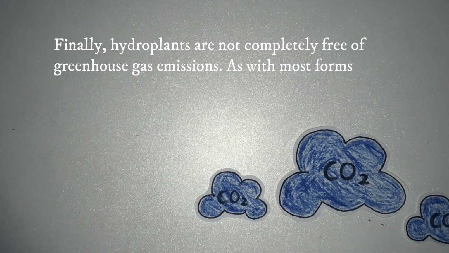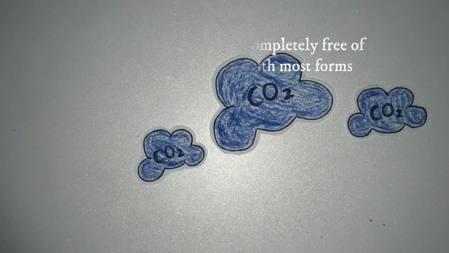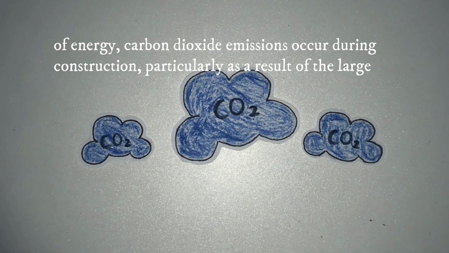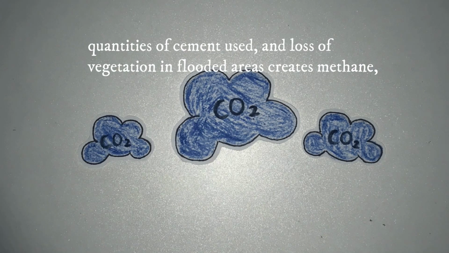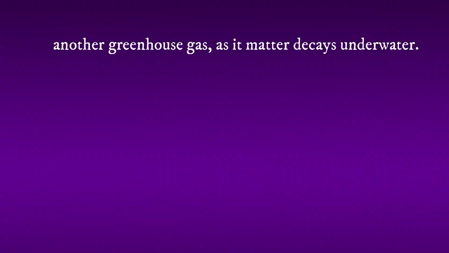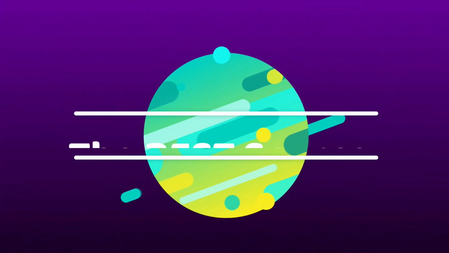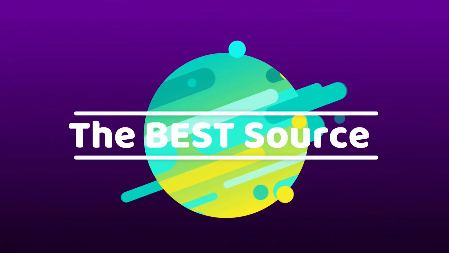Finally, hydro plants are not completely free of greenhouse gas emissions. As with most forms of energy, carbon dioxide emission occurs during construction, particularly as a result of the large quantity of cement used, and loss of vegetation in flooded areas creates methane, another greenhouse gas, as the matter decays underwater. However, despite the disadvantages that have been mentioned above, hydroelectricity is still the best energy source in the world.